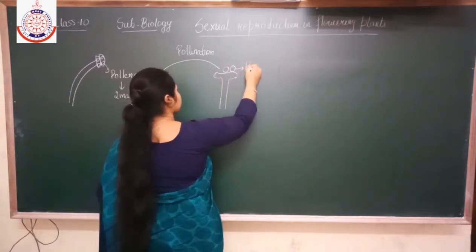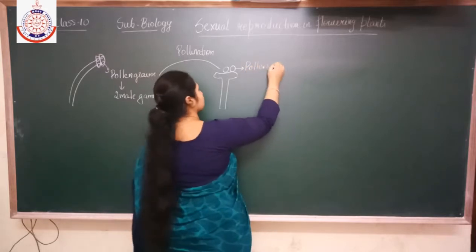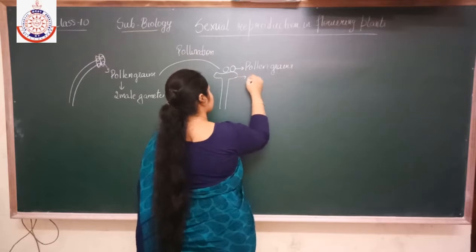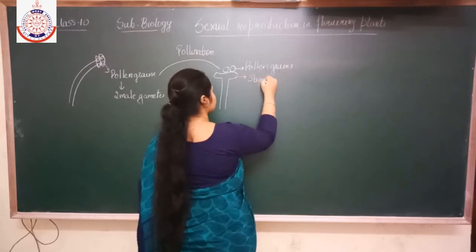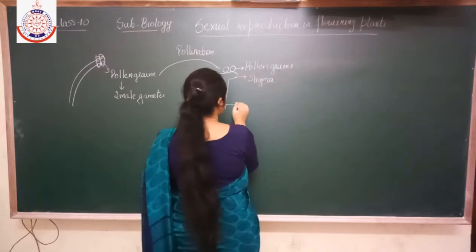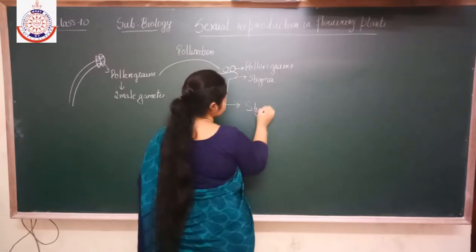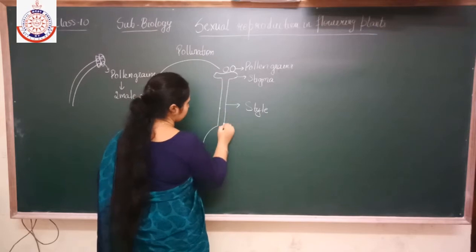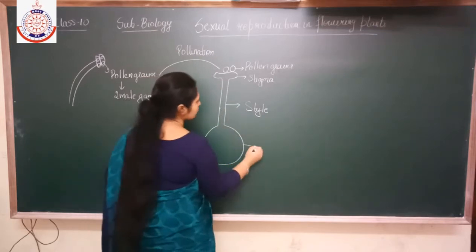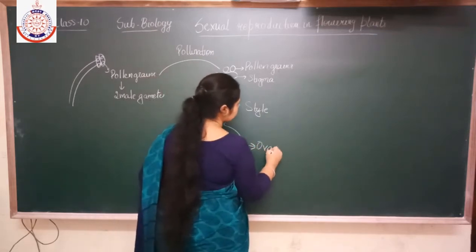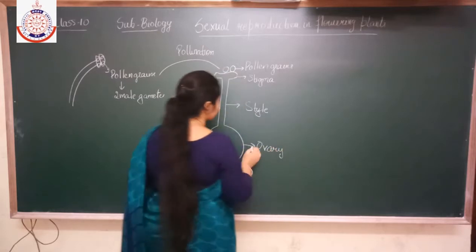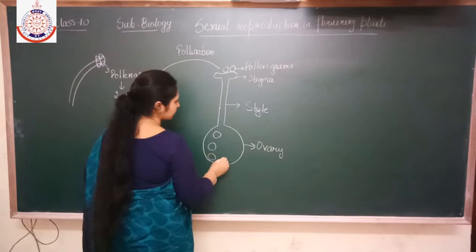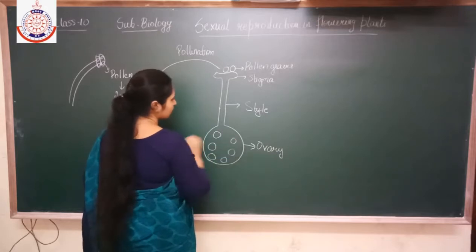These are pollen grains. And this is the stigma, style, and this is the ovary region. The ovary consists of ovules.